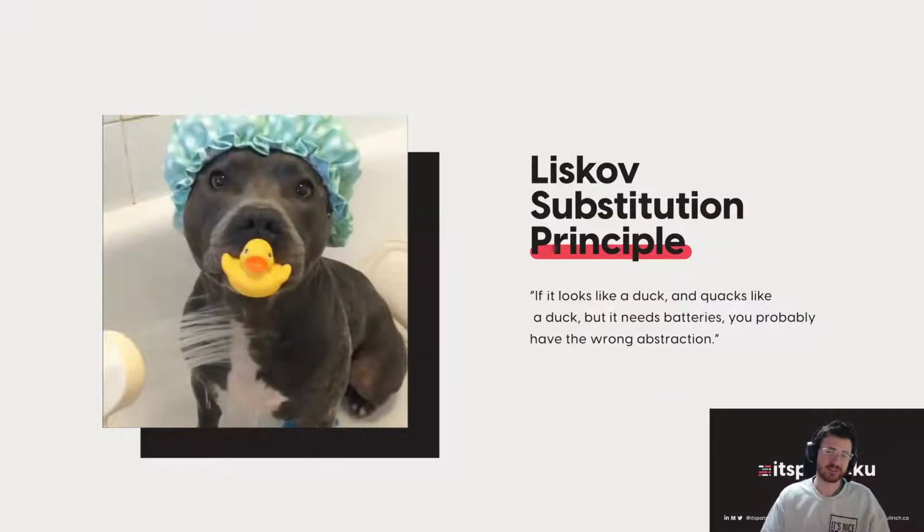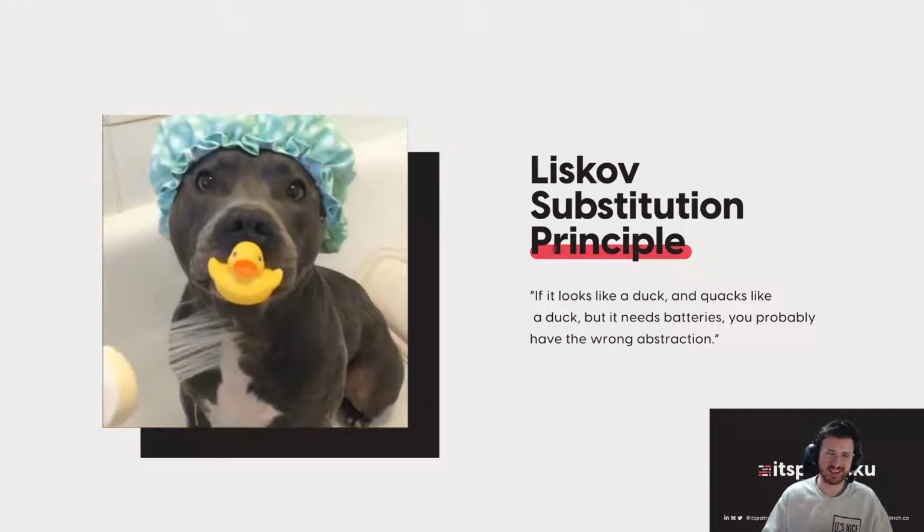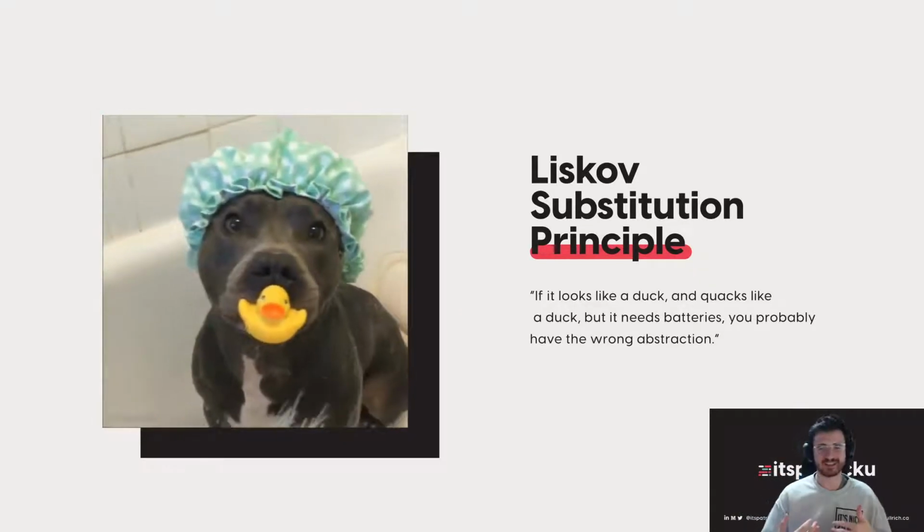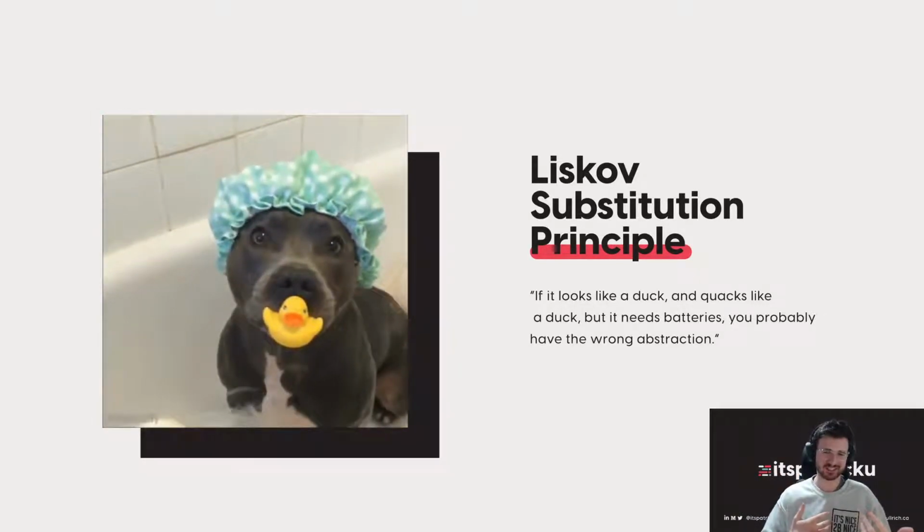The next one is the Liskov substitution principle. Now, this one is a doozy. The one explanation I always hear is if it looks like a duck and quacks like a duck, but it needs batteries, you probably have the wrong abstraction. And I think this one is meant well, but without actually understanding the Liskov substitution principle, I always kind of struggled with that sentence.